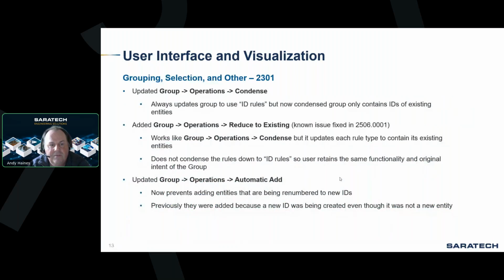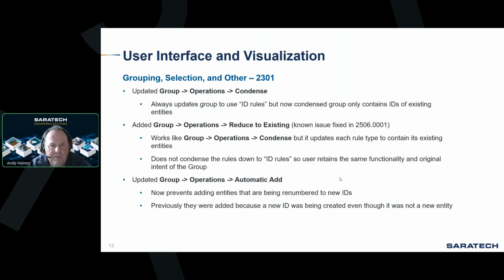Some other things specifically involving groups, just because we know how important groups are to everybody using Femap. The condense used to turn everything into ID rules, but even if IDs of a particular entity type didn't exist, they would still be in the rules, so that probably was not the best thing. So we actually now condense it down to just the IDs that exist in the model.